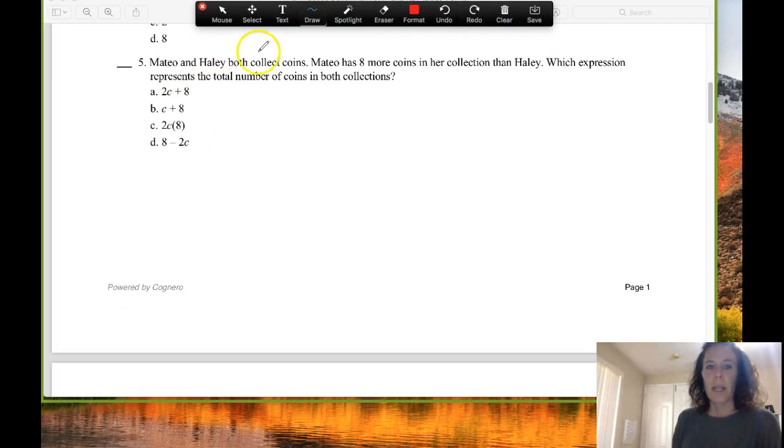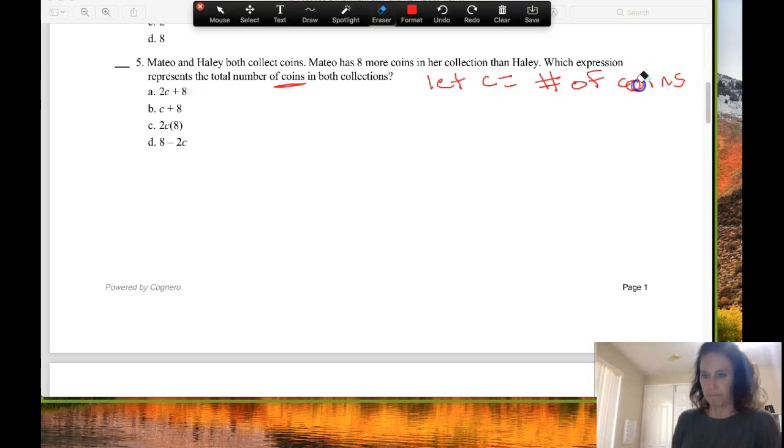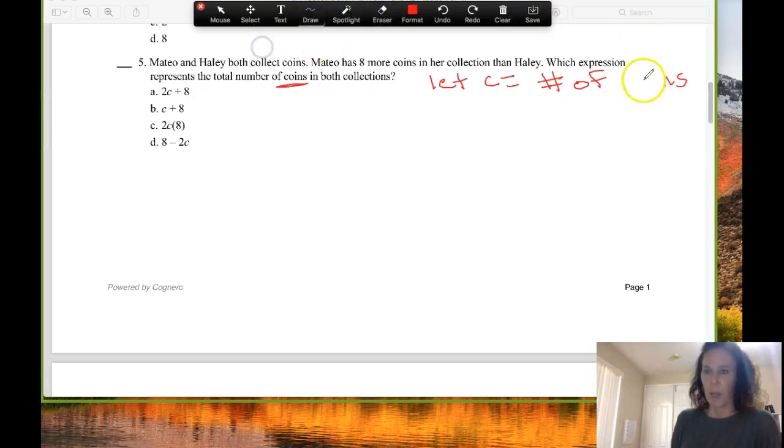Okay, Mateo and Haley both collect coins. Mateo has 8 more coins in her collection than Haley. Which expression represents the total number of coins in both collections? Okay, so we want coins. It looks like they use the variable c, so let's use that. Let c equal the number of coins. C-O-I-N-S. Let's make that prettier. Okay, the number of coins.